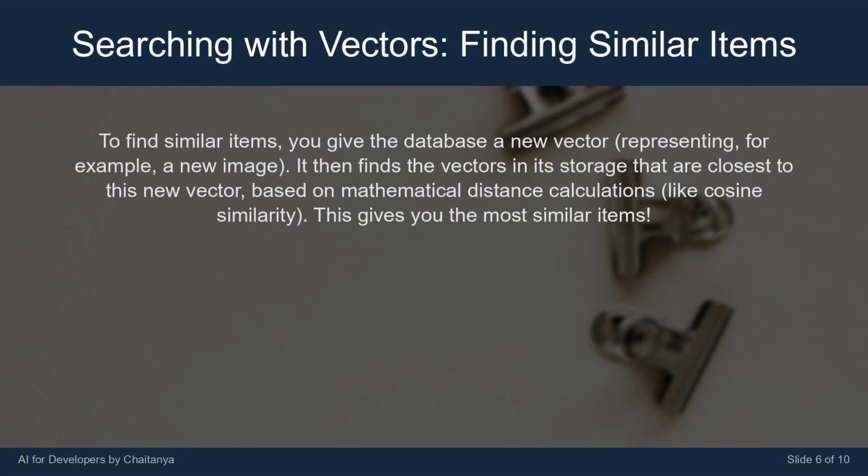To find similar items, you give the database a new vector, representing, for example, a new image. It then finds the vectors in its storage that are closest to this new vector, based on mathematical distance calculations, like cosine similarity. This gives you the most similar items.